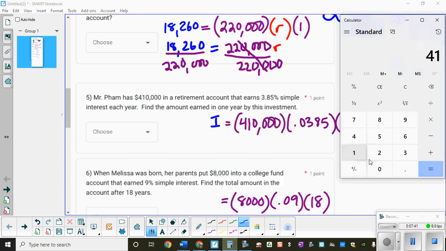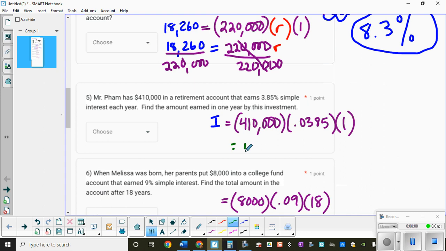So for this one, we're going to take the 410,000. And since it was 3.85, I'm going to move that decimal back and it's times 0.0385. And then just for 1 year, so just times the 1. So this will earn $15,785 in interest. 15,785.